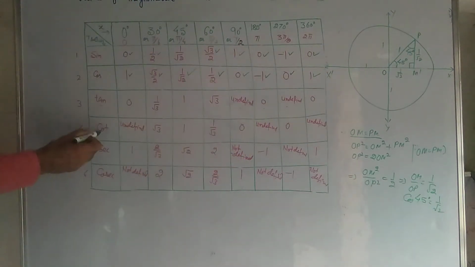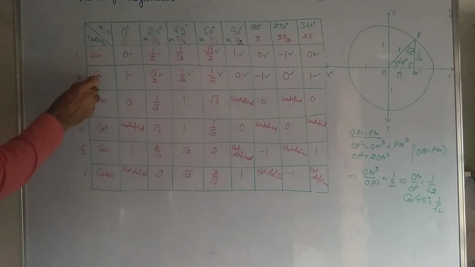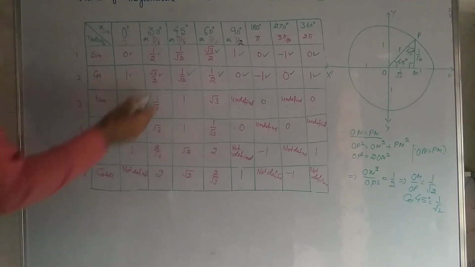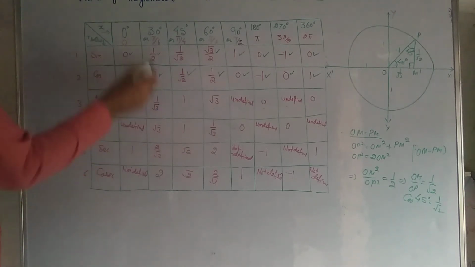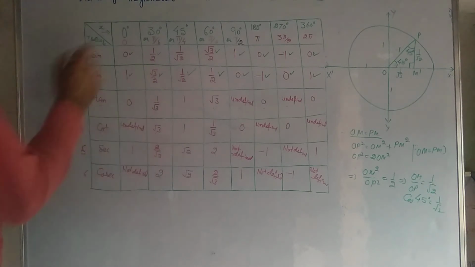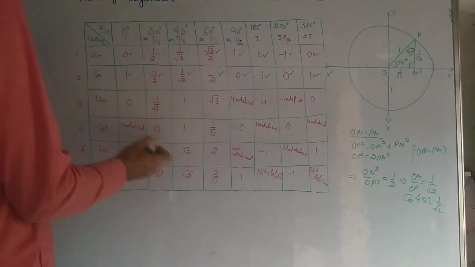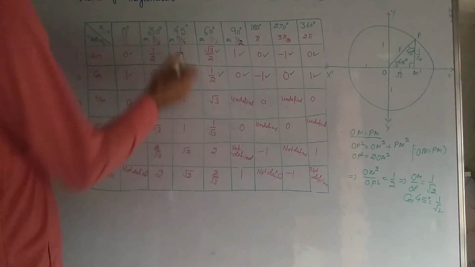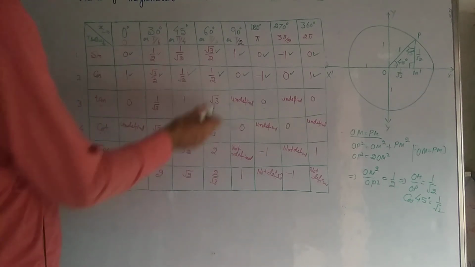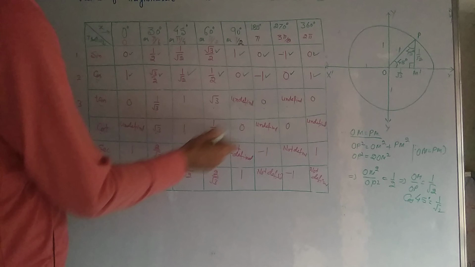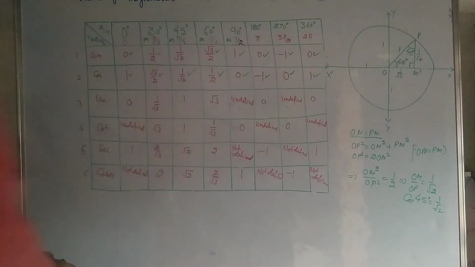Now see the cot. Cot is cos upon sine. This trigonometric function cot can be expressed as cos x upon sine x. Therefore 1 upon 0 is undefined. Root 3 by 2 upon 1 by 2 is root 3, and we can write the reciprocal likewise.